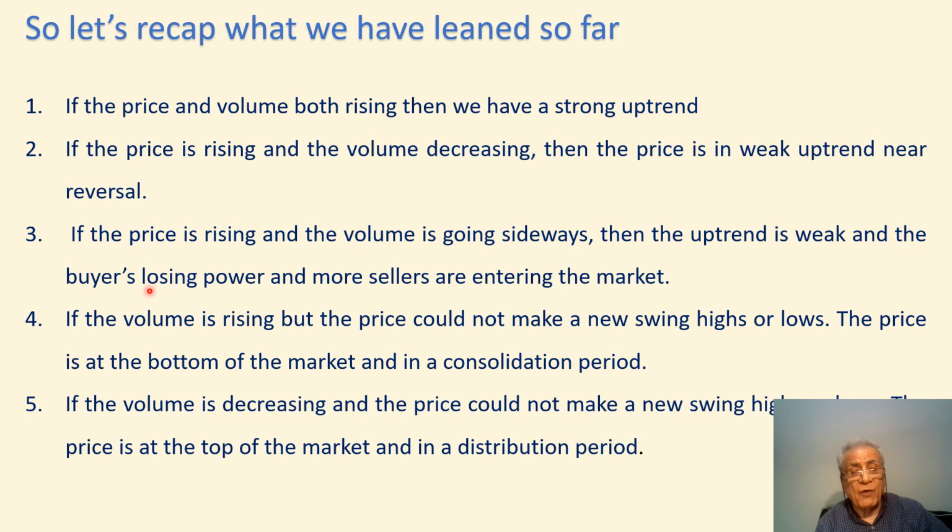Four, if the volume is rising but the price couldn't make new swing highs or lows, the price is at the bottom of the market and in a consolidation period. And finally, five, if the volume is decreasing and the price couldn't make new swing highs or lows, the price is at the top of the market and in a distribution period.